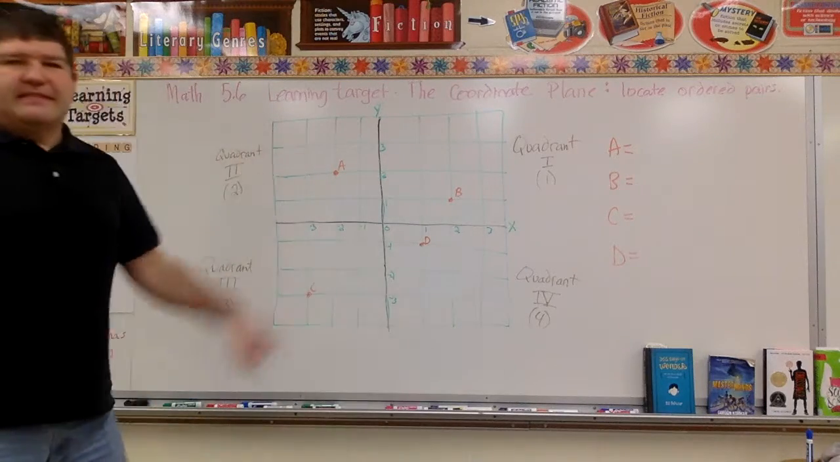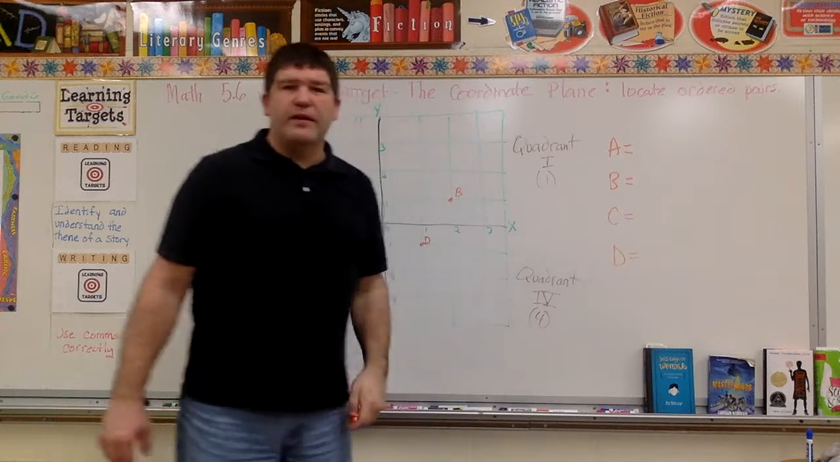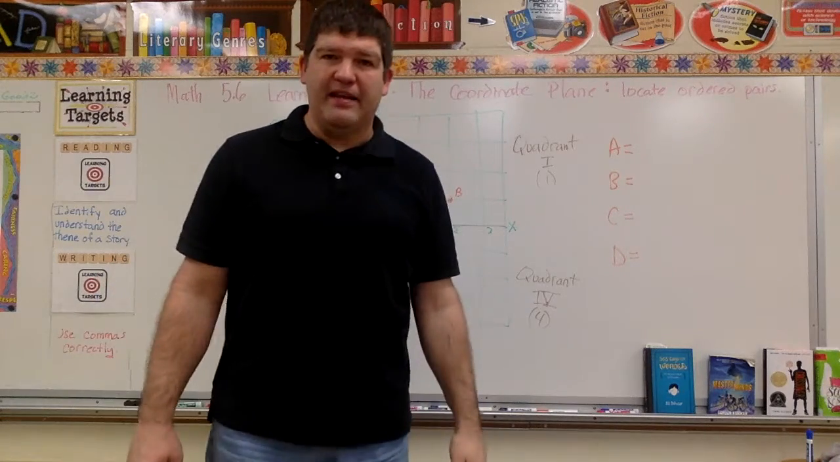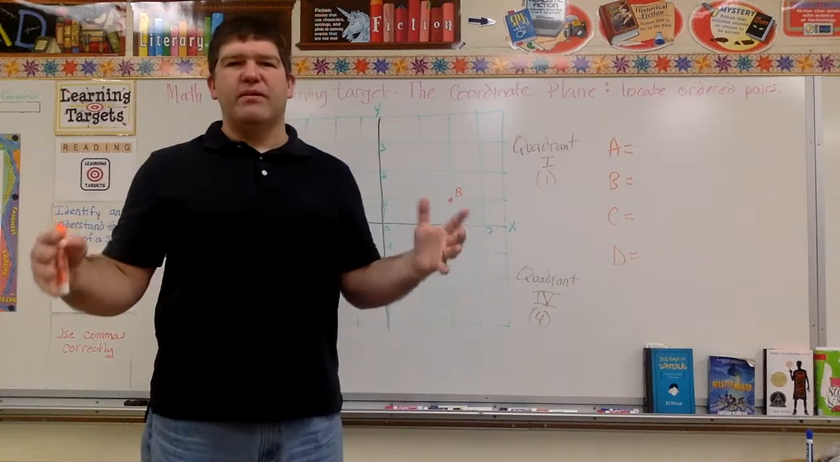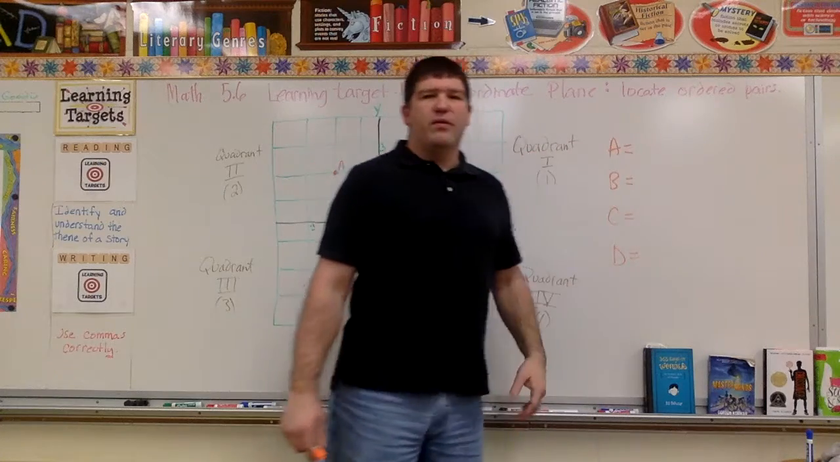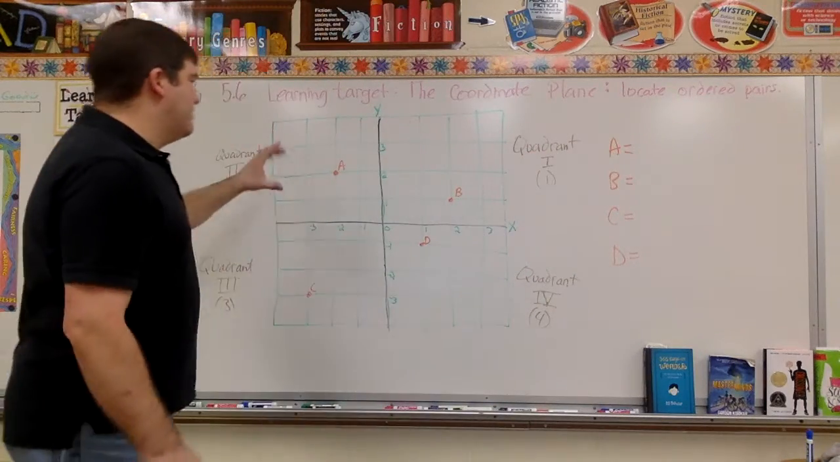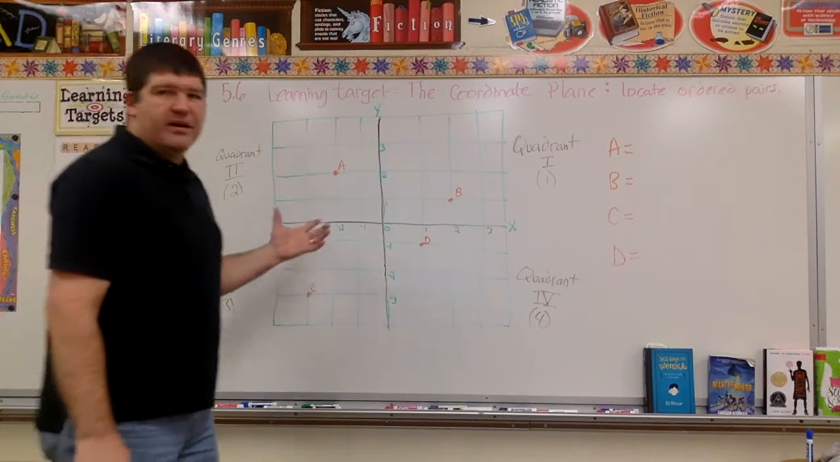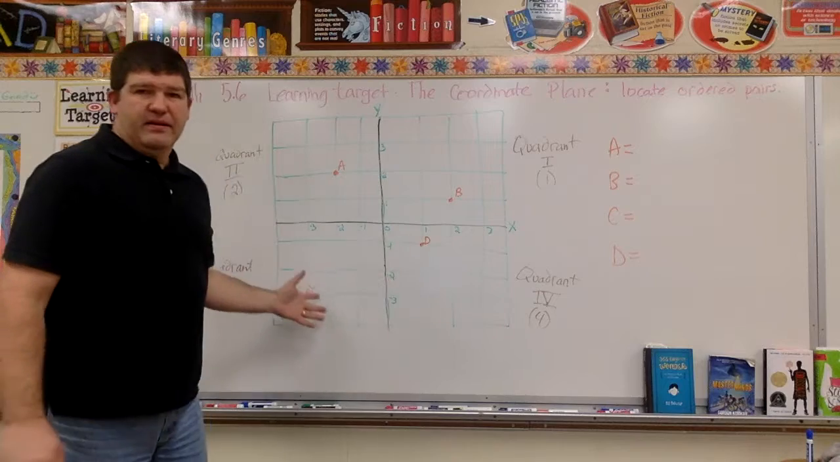Math 5.6. The learning target is dealing with the coordinate plane. Now, we haven't talked about that, but I'll tell you all about what the coordinate plane is. And we're going to use it to locate ordered pairs. Okay? So, you've seen graph paper. You know what a graph is. This is a graph. This is a coordinate plane.